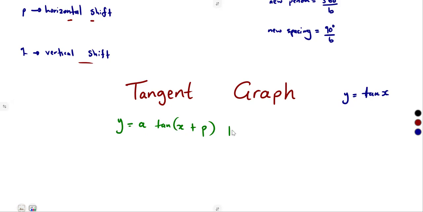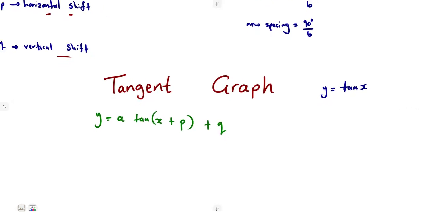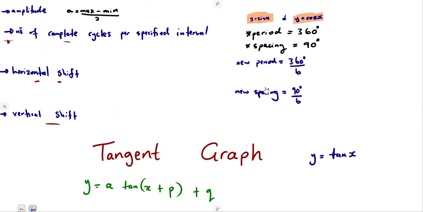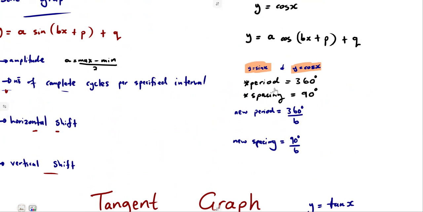The same effects as before, where we can have a tan of x plus p. Then we can have the effect of what? Of the q, which is our vertical shift. So originally, if we are to consider the graph of a tan, it is actually different from what we had from these two graphs.